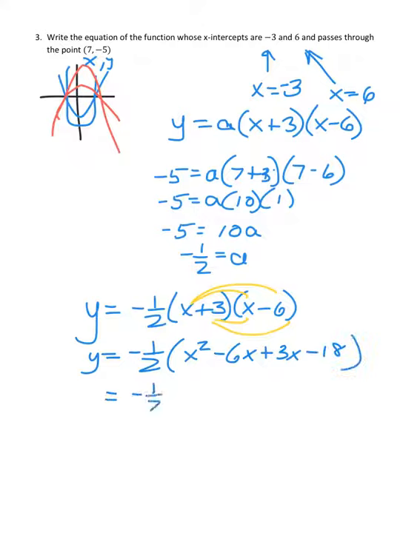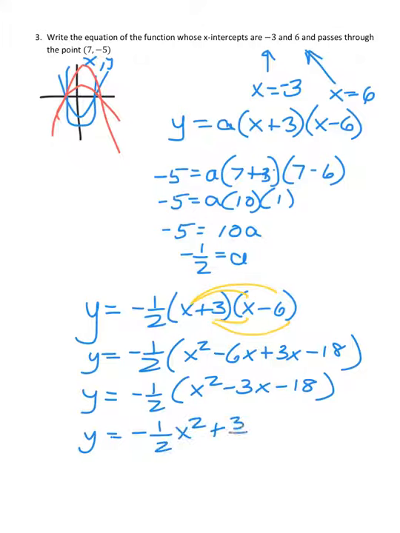And just combine like terms here. And then just distribute that negative 1/2. So negative 1/2 x squared, positive 3/2 x, and positive 9. So this would be the final function in standard form.